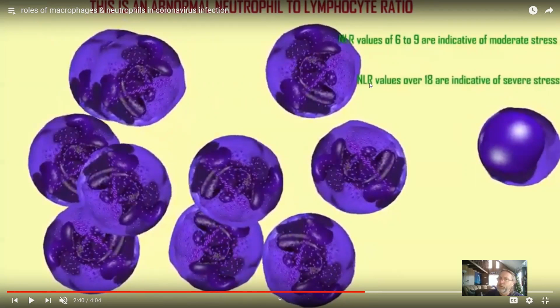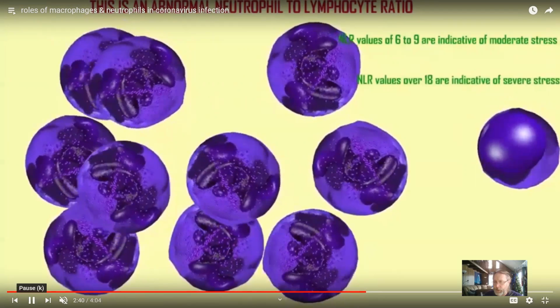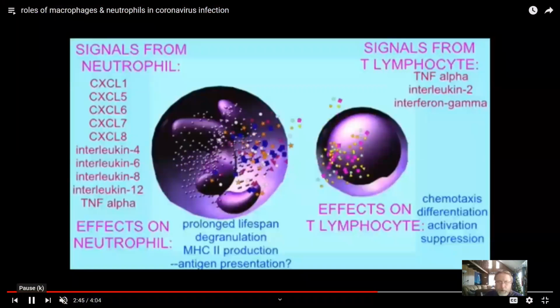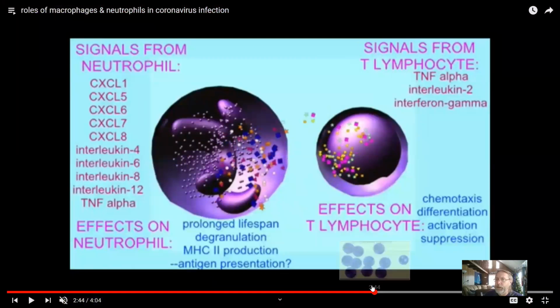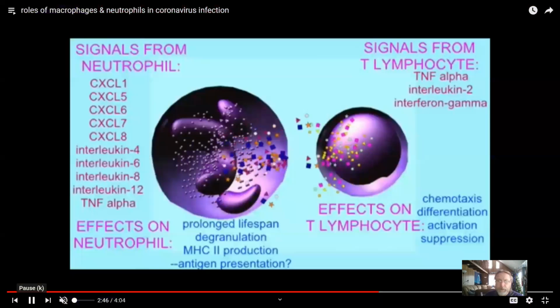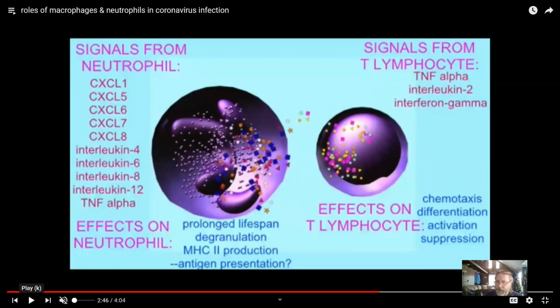NLR, once again, neutrophil to lymphocyte ratios, over 18 are indicative of severe stress. And I've read that in those coronavirus patients struggling for their lives, it could actually approach 100. So while a normal person maybe has 2 or 3 of these neutrophils for each of these lymphocytes, a person who is in intensive care, it could be 50, it could be 80, it might even approach 100 of these neutrophils for every one of these, in part because the neutrophil number is going up, in part because the lymphocyte number is going down.